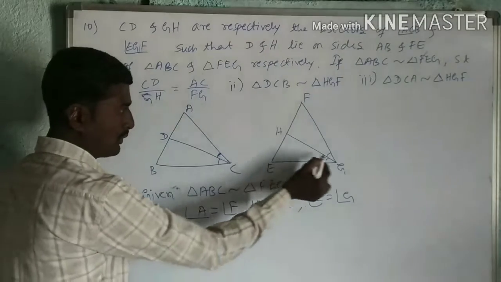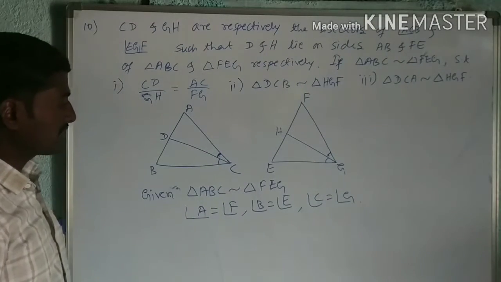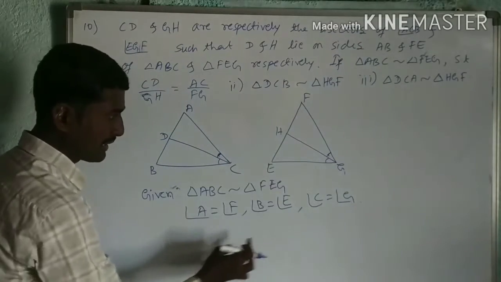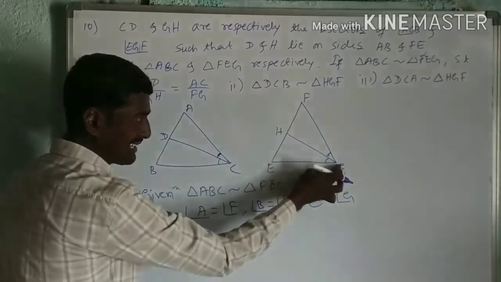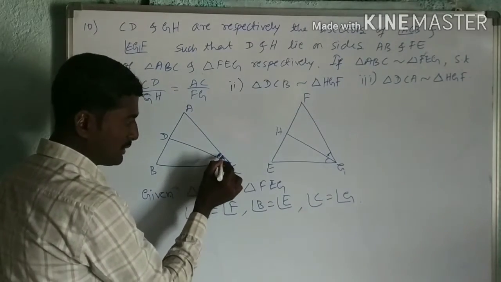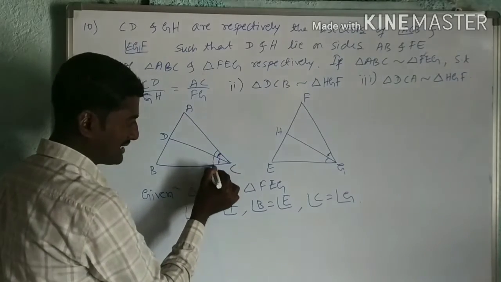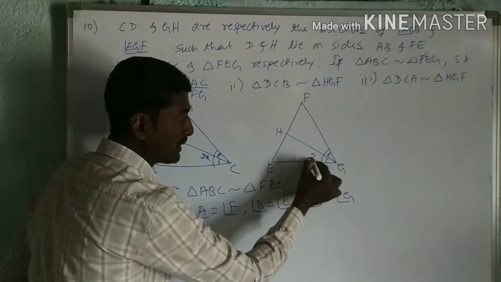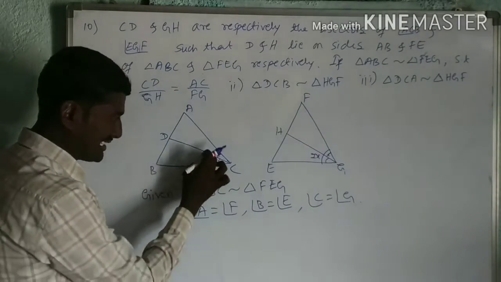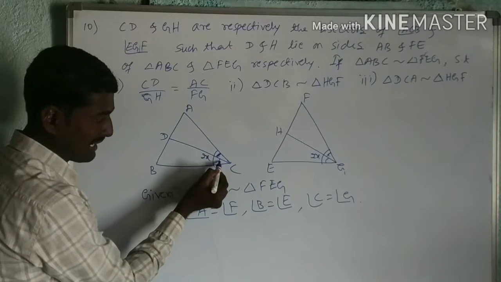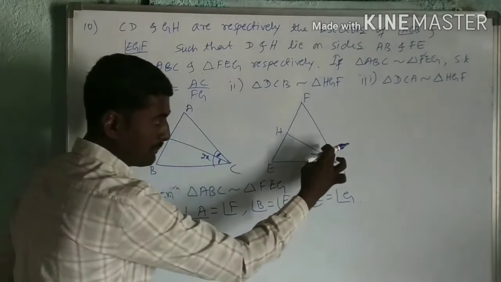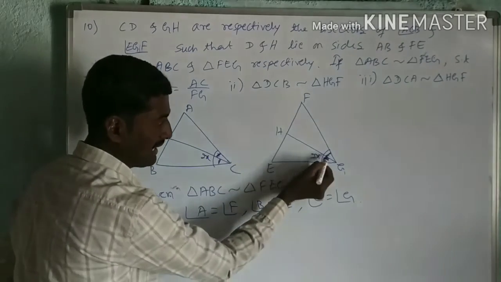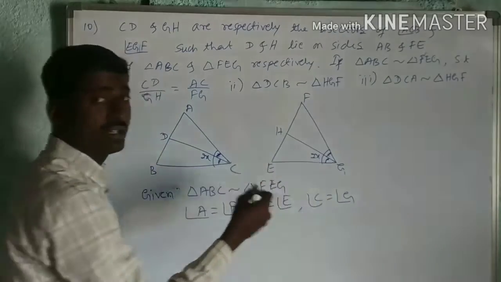this is equal to this one, because we already said that angle C is equal to angle G. If these two angles are equal and these two are also equal, suppose I take this as 2x. If C is 2x and G also 2x, what about this angle? This will be x and this will also be x. Means this angle and this angle are equal, and this angle and this angle are also equal, I can write.